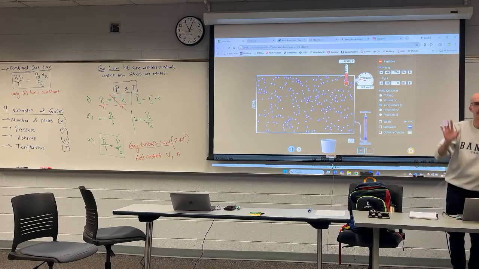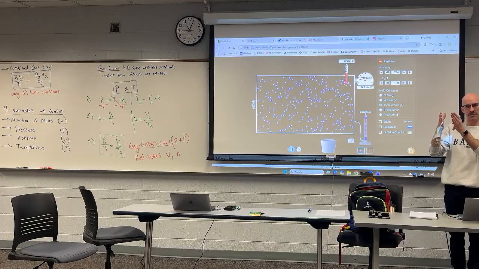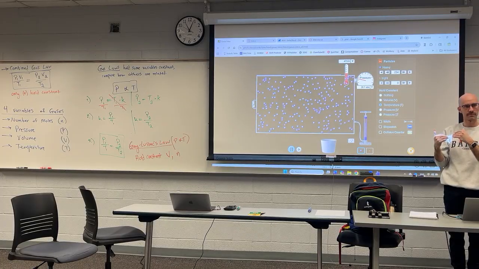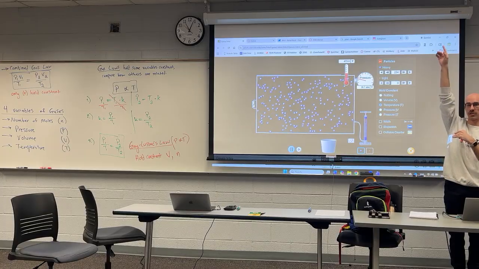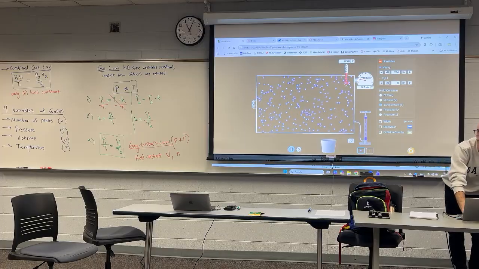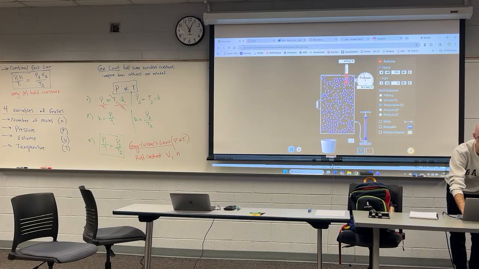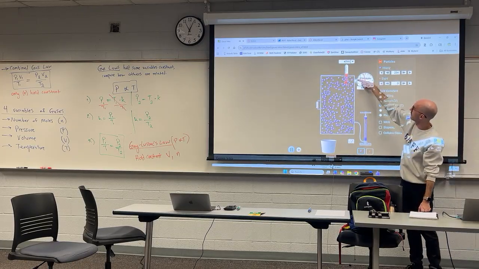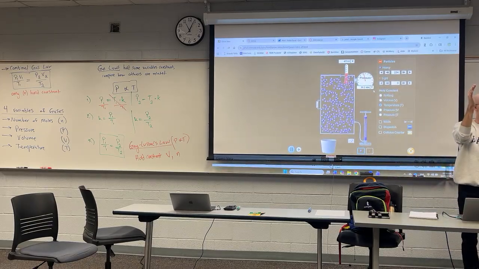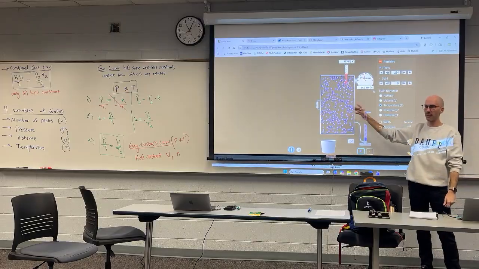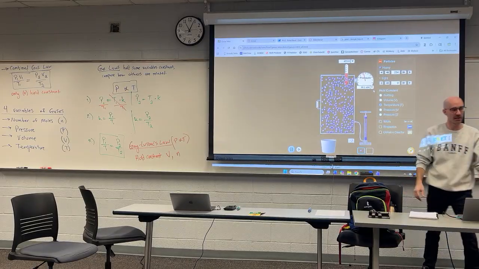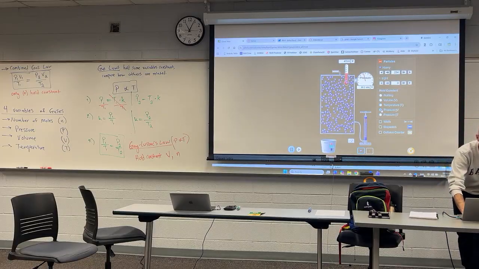Now let's compress it. What should happen when I compress the volume? Decrease volume. Increase pressure. These are inversely proportional according to whose law? Boyle's law. I went from 2.5 to well over 2.5. Increased pressure because I decreased the volume. My molecules of gas, they're having the same collisions, but they're running into the wall more often, so they're increasing the pressure.